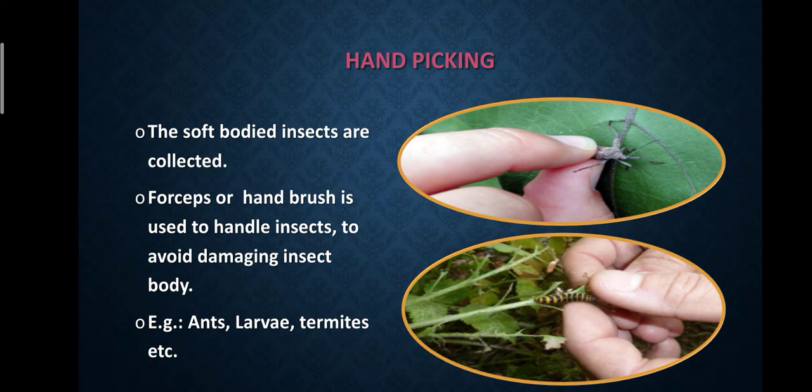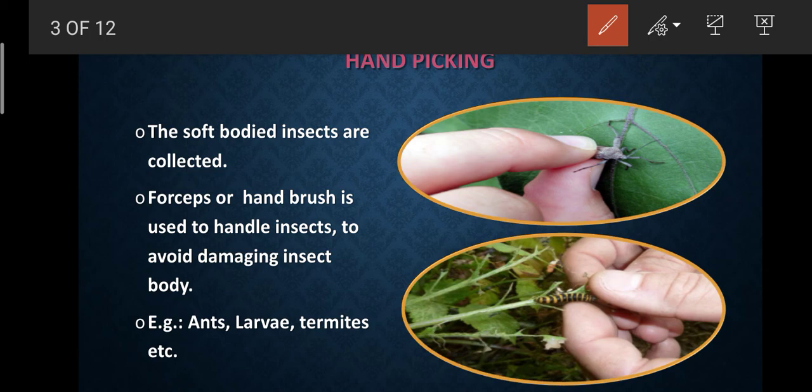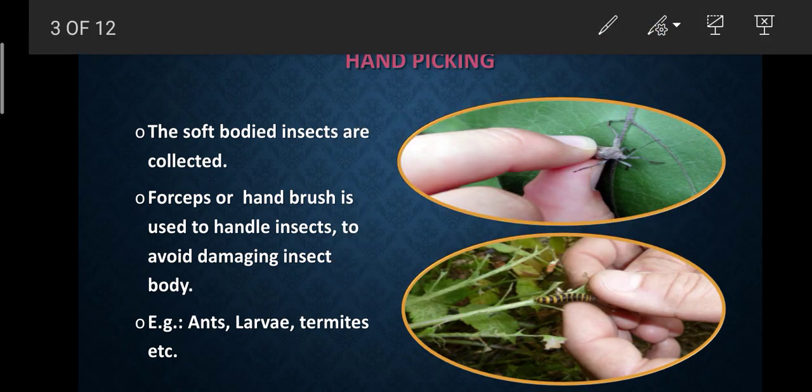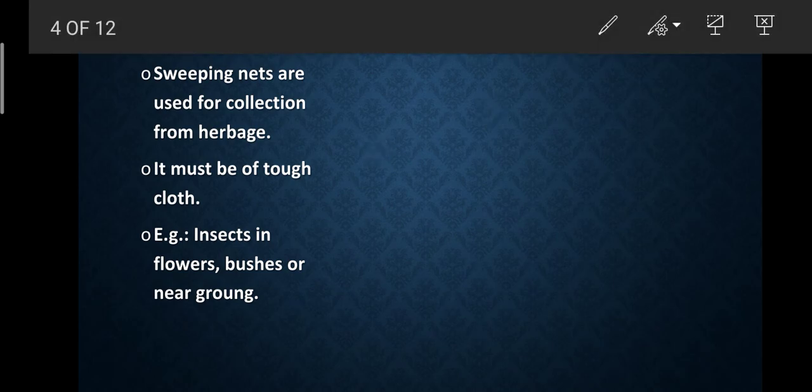You can observe here in this picture. This is the picture of larva collection, and this is the picture of a soft bodied hemipteran bug. So let us proceed to the next slide, where we have another method of insect collection.